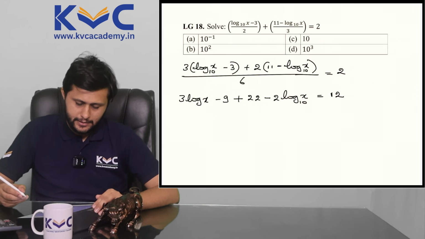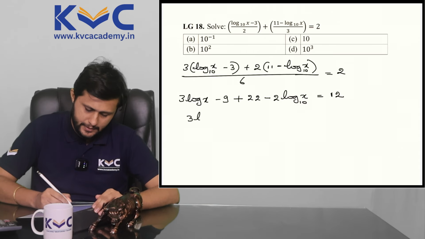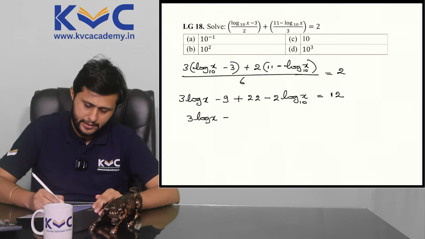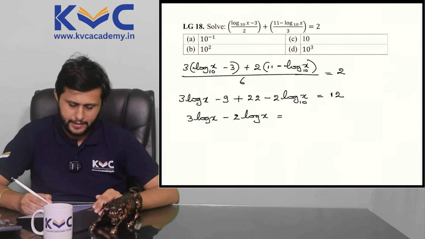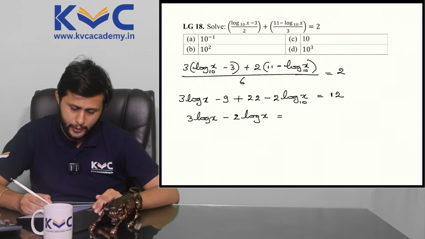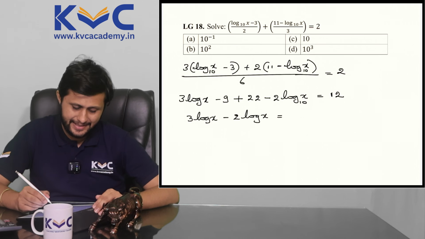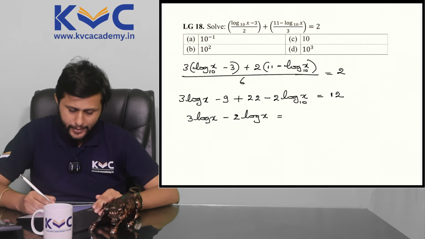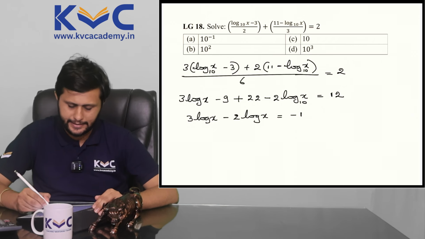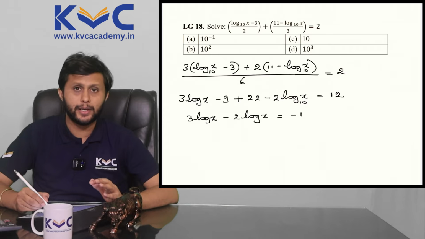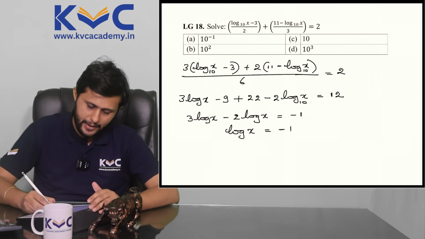Take numbers to one side, remaining we'll keep it to the other side. We have 3 log x minus 2 log x, base 10 I'm ignoring, is equal to 12. We add 9 to it. 12 plus 9 is 21 minus 22 is minus 1. So minus 1 remains on the right hand side. 3 log x minus 2 log x. 3 minus 2 is only log x. So we get log x equal to minus 1.